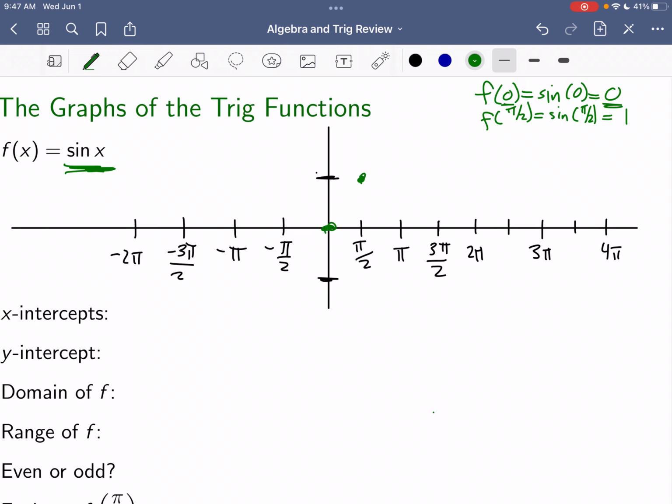And the same is true at pi, well, it goes here. At pi, we're back to 0. At 3 pi over 2, we're at negative 1. And we come back to 0. And we go up to 1. And we come back to 0. And we go down to negative 1. And we come up to 0. And that continues when we move backwards as well.